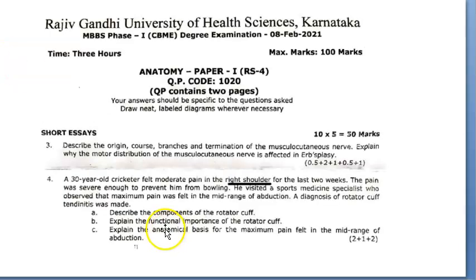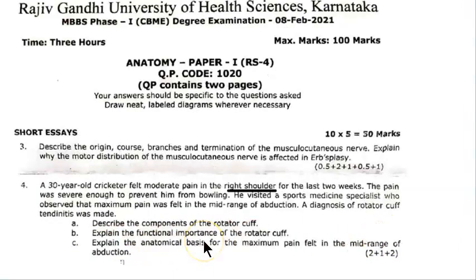So did you explain the components of the rotator cuff, the functional importance of the rotator cuff, and the anatomical basis for the maximum pain felt in the mid-range of abduction? This is a clinical question asked in the anatomy theory final exam, MBBS first year.